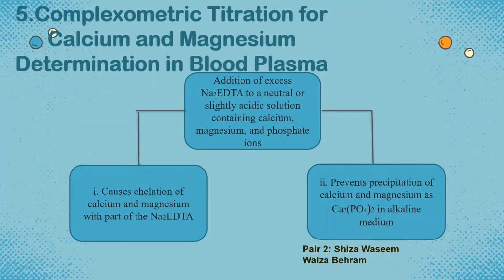Chelation is basically formation of multiple coordination bonds between ions and molecules with metal ions. The next advantage is that it prevents precipitation of calcium and magnesium as Ca3(PO4)2, calcium phosphate, in the alkaline medium. If it is added in alkaline medium, it causes precipitation. So addition to neutral or slightly acidic solution prevents precipitation.